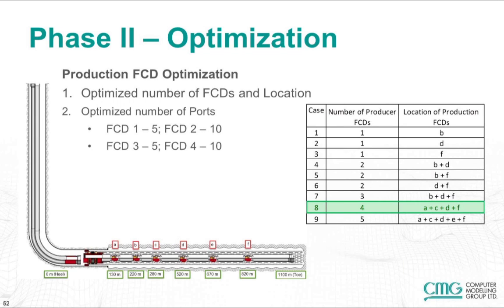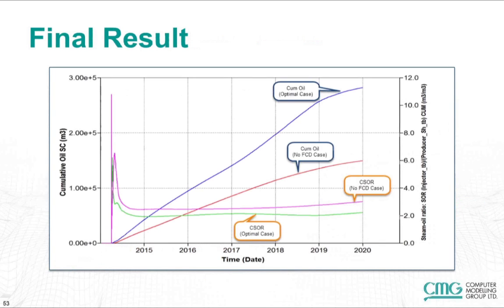In the next step, the authors took the same optimization workflow to the producer FCDs. This time the FCDs were distributed. The optimal solution was to distribute the FCDs evenly along the scab liner. And eventually the final result was that the cumulative oil went from about 150,000 to just under 300,000. Similarly, the SOR also reduced from about 3 to about 2.1.